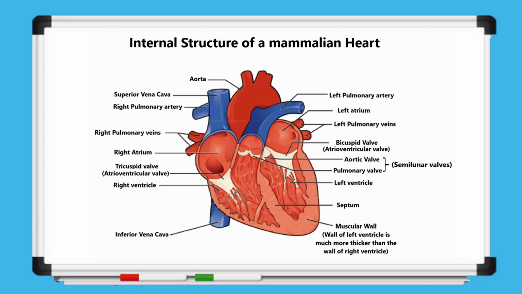On the left side of the heart, the diagram shows the left pulmonary artery, the left atrium, and the left pulmonary veins, which return oxygenated blood from the lungs. Separating the left atrium from the left ventricle is the bicuspid or mitral valve, another important atrioventricular valve.